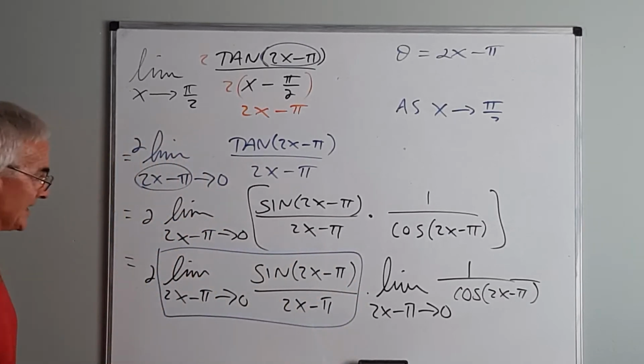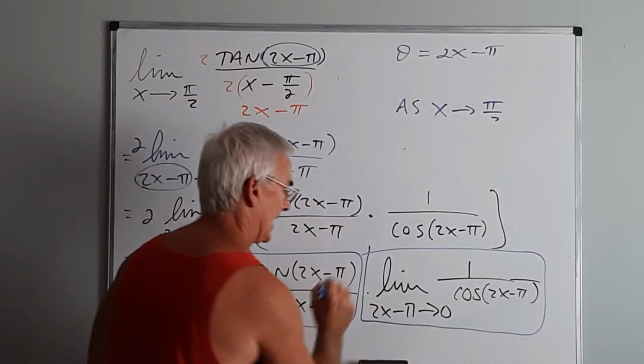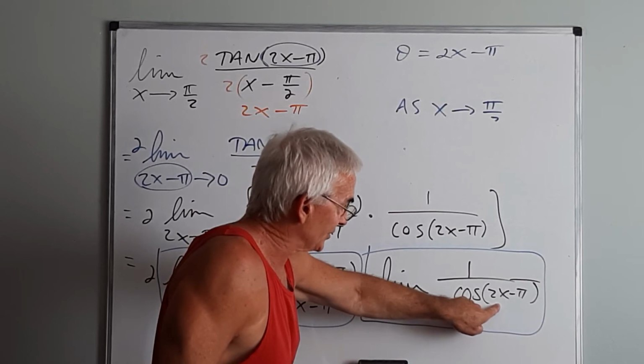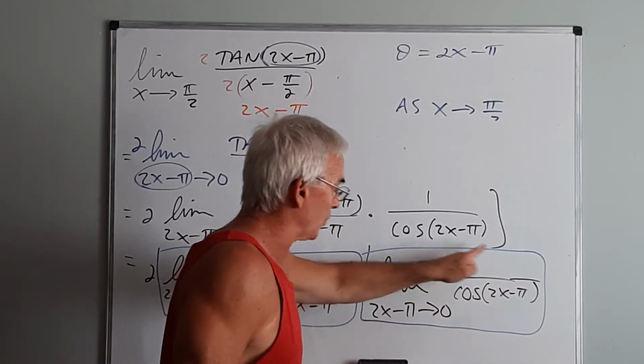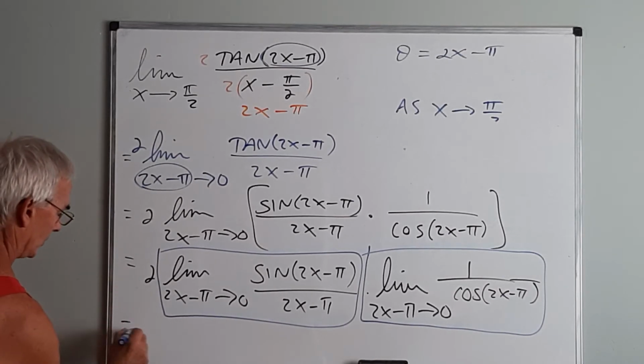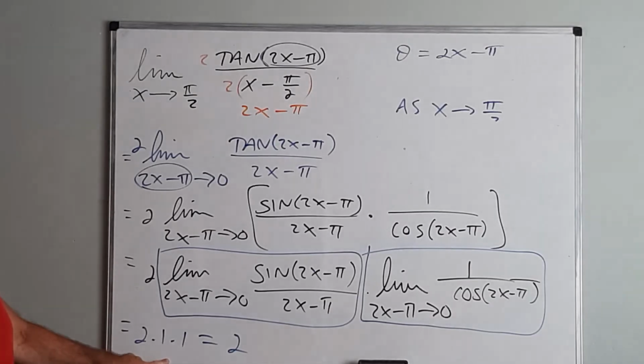We know that's an identity. That is equal to 1. This over here, as 2x minus pi approaches 0, the cosine of 0 is 1, so this quantity is 1. This quantity is 1 times 2. So my final answer is 2.